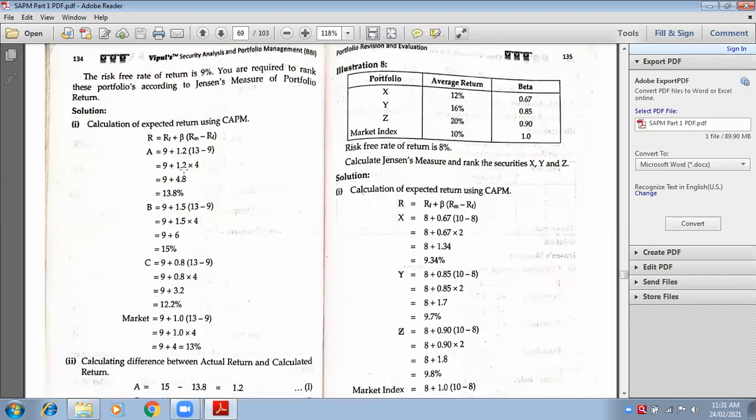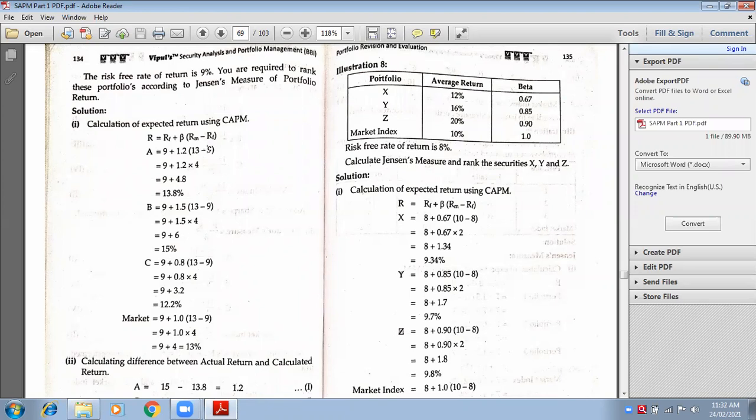Did you understand the values? So 9 plus 1.2 bracket 13 minus 9. How will you solve it? Please be very careful. First, you have to solve the bracket. So 9 plus 1.2 will be written the same. 13 minus 9 is 4. So you have to put a sign of multiplication because you are opening the bracket now. As soon as the bracket is opened, you have to use the sign of multiplication.